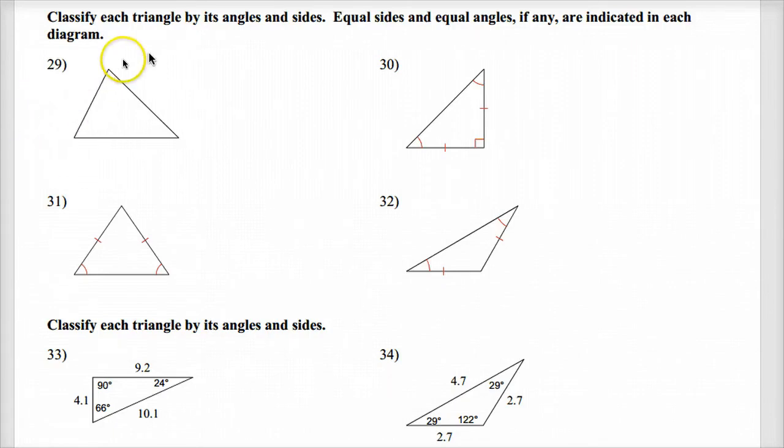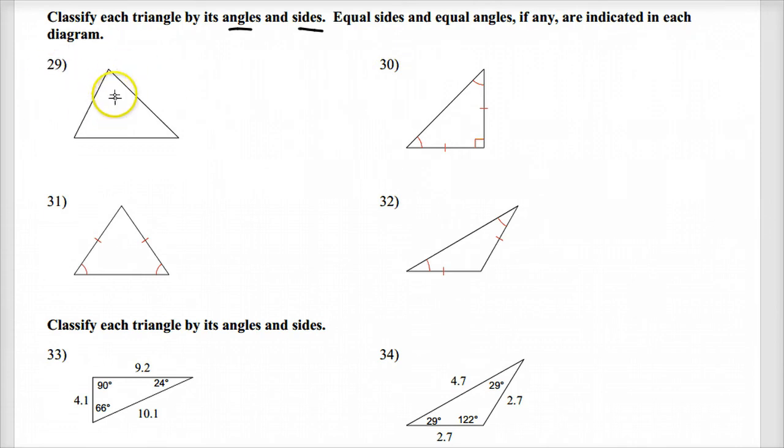Excellent. And we're back with this practice for transformations and rigid congruency. So classify each triangle by its angles and sides and equal angles, if any are indicated in each. So everything's marked up. All right, number 29.